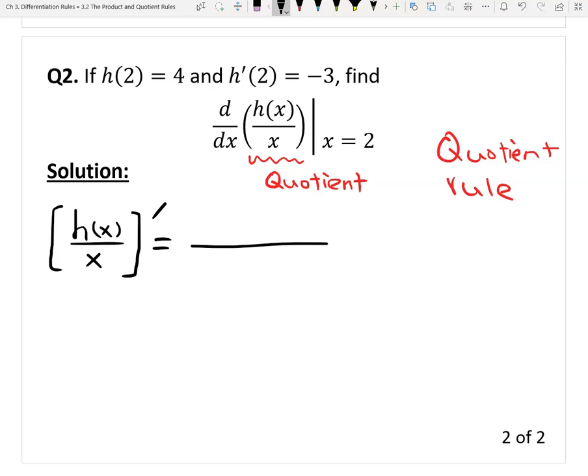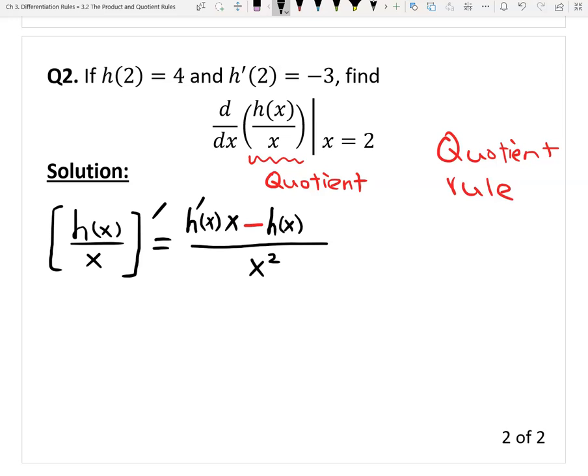Remember the formula. The bottom is the bottom squared, which is x squared. What's the top? You remember the top, right? So here the middle should be minus. The first is the derivative of h times the bottom, which is times x. Can you see? This is the first term.